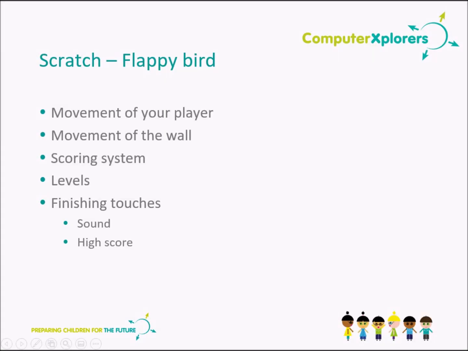Having seen the game, let's try and break up the various elements of it into chunks so that we can work on each one and then basically tick them off once we've done them. So, the movement of your player is the first thing that we can work on. Next, we can look at the movement of the wall. There's obviously a scoring system there. Then we can look at the levels of the game and how it gets progressively more difficult. And then we can add finishing touches like sound and the high score that you saw on the screen earlier. So, let's open up Scratch and have a look.